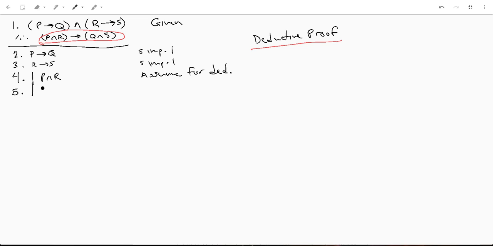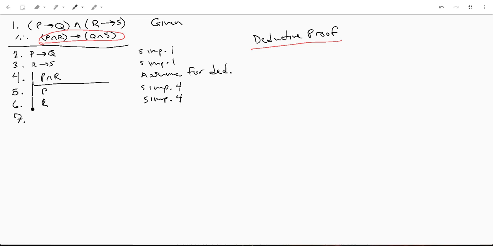There's a couple other ways to write that. Like I think you could do like an arrow something. Maybe not. Point being, I would probably go with assume for deduction. I think that's probably the safest way to write it so that it's understood. Now what we're going to do is further decompose this. So we get P. And we get R. So this is going to be simplification, line four. It's going to be simplification, line four as well.